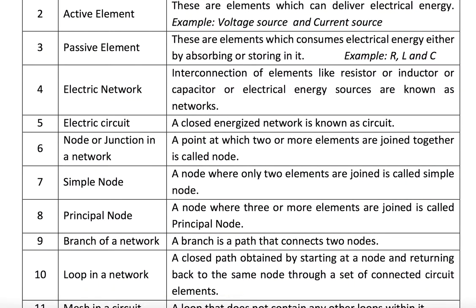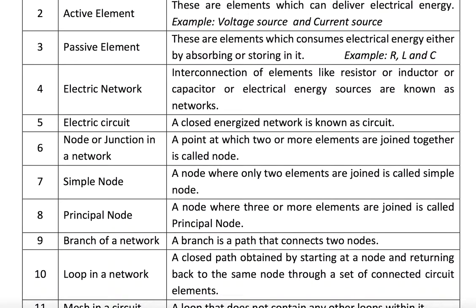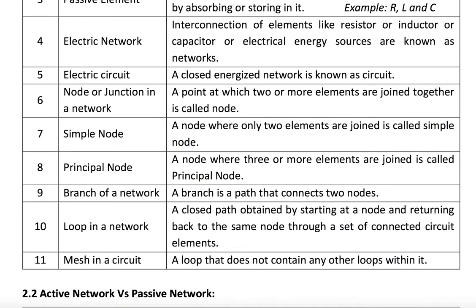Electric network: interconnection of elements like resistor, inductor, capacitor, or electrical energy source is known as an electric network. A network may be closed or open. If a network has at least one closed path, it is called a circuit. A closed energized network is known as a circuit.